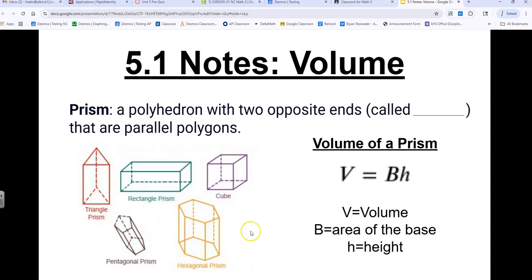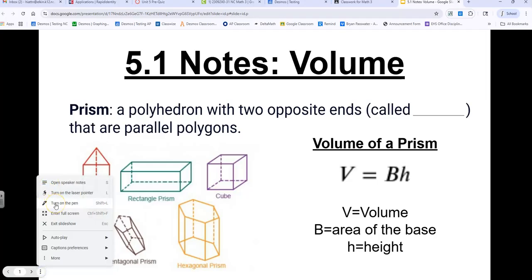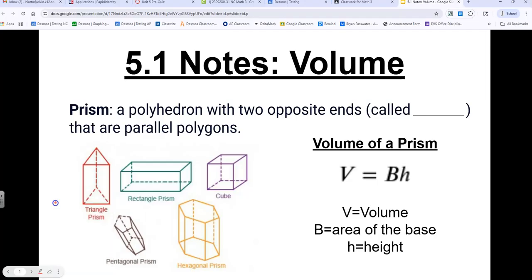So here are some different examples. The volume of a prism is always the area of the base times the height. That big B is the area of the base there. And we're going to use this to build some things here. The two opposite ends here, I should put this in, are called bases.